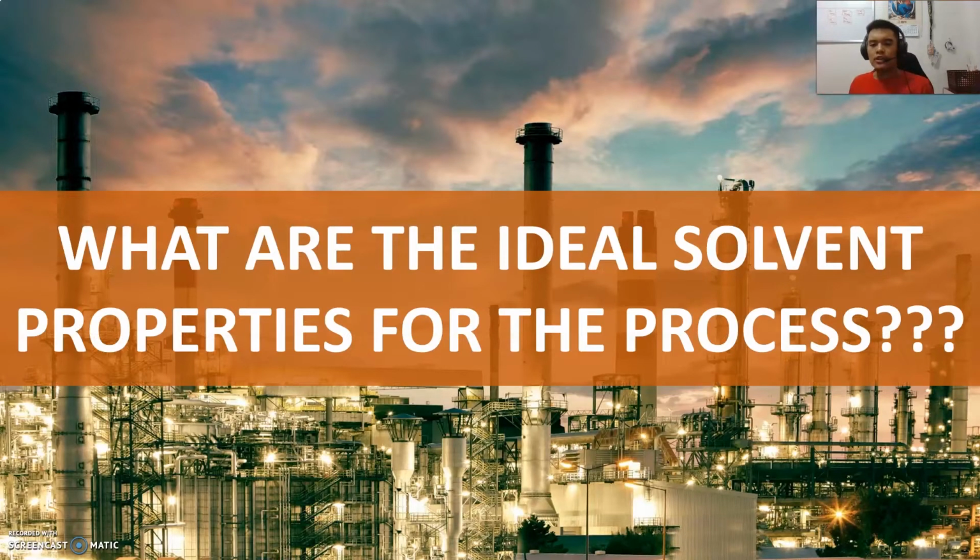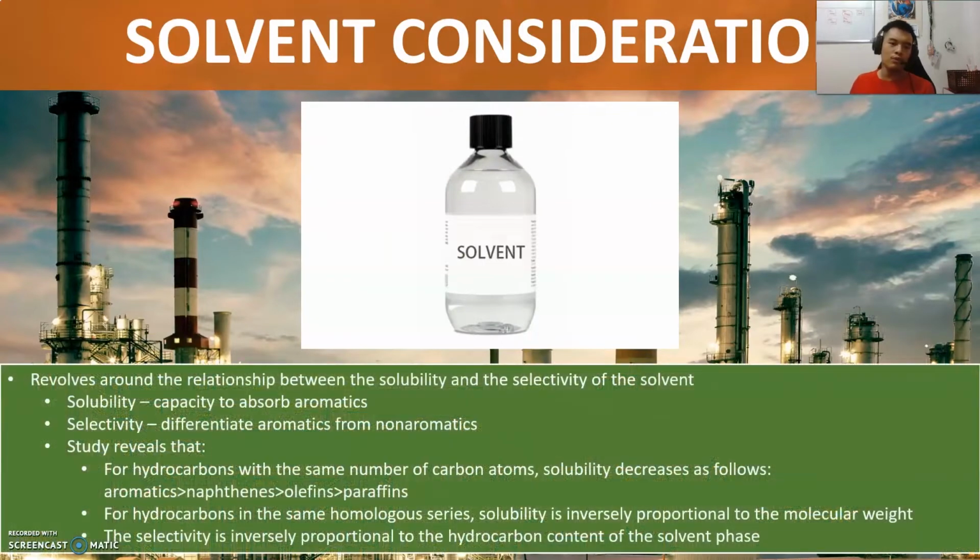But what are the ideal solvent properties for the process? Since the process needs to have a solvent for it to work, what is the ideal solvent to be used? Well, the considerations for the solvent to be used in this process are as follows. It revolves around the relationship between the solubility and the selectivity of the solvent. Solubility is the capacity to absorb aromatics, and selectivity is to differentiate aromatics from non-aromatics.